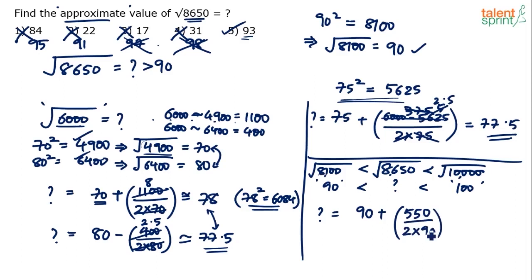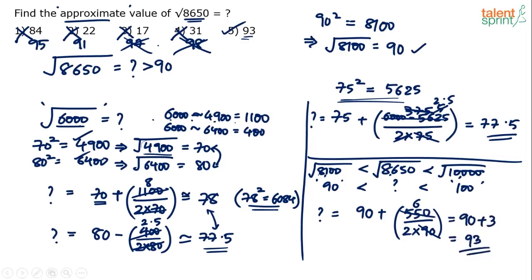Done. Now, 90 into 6 is 540, right? This is very close to 550, so I can say approximately 6 times. Remember, we are doing an approximate calculation. Don't waste your time in doing a precise calculation here. So 550 upon 90 is roughly 6, very close to 6. 6 by 2 is 3. So this results in what? 90 plus 3 is 93. And hence that's your answer, 93.